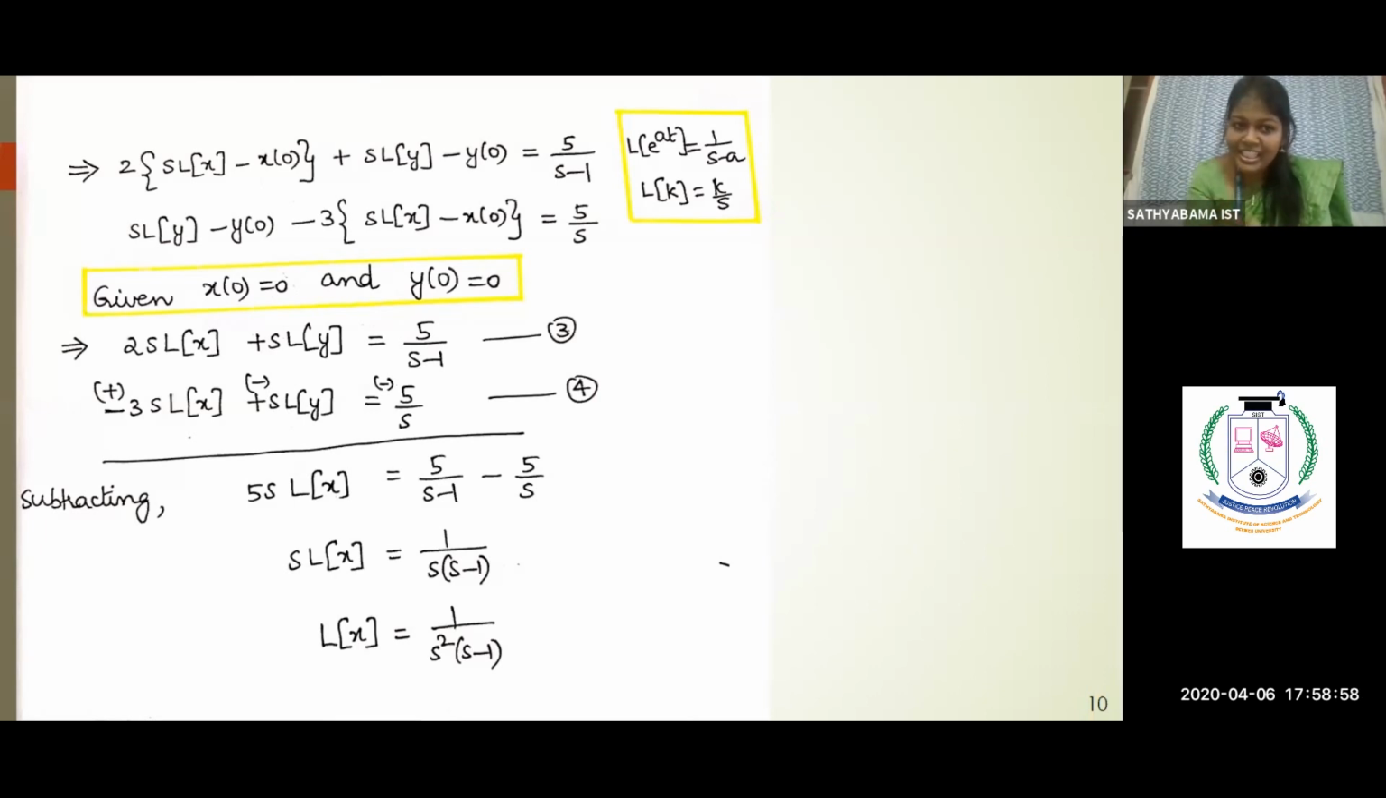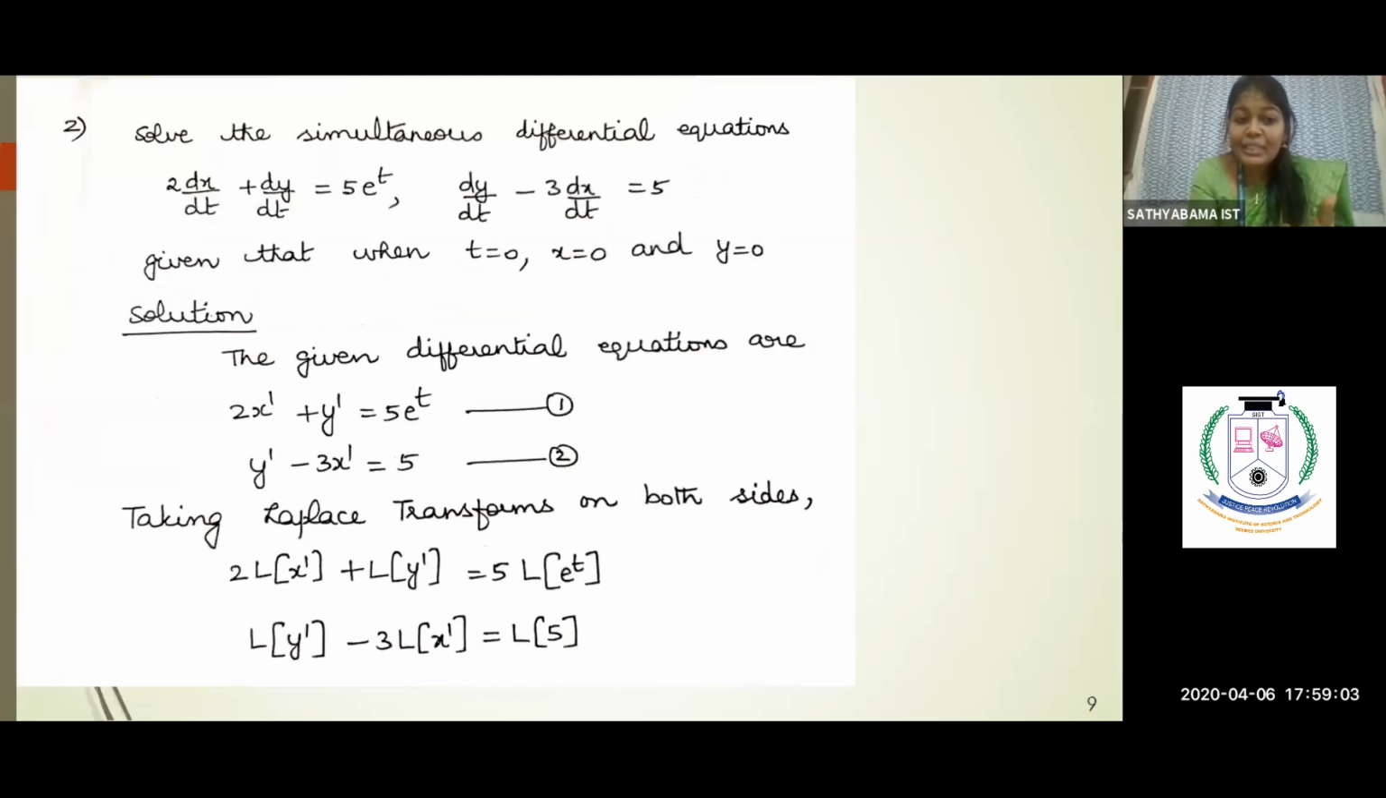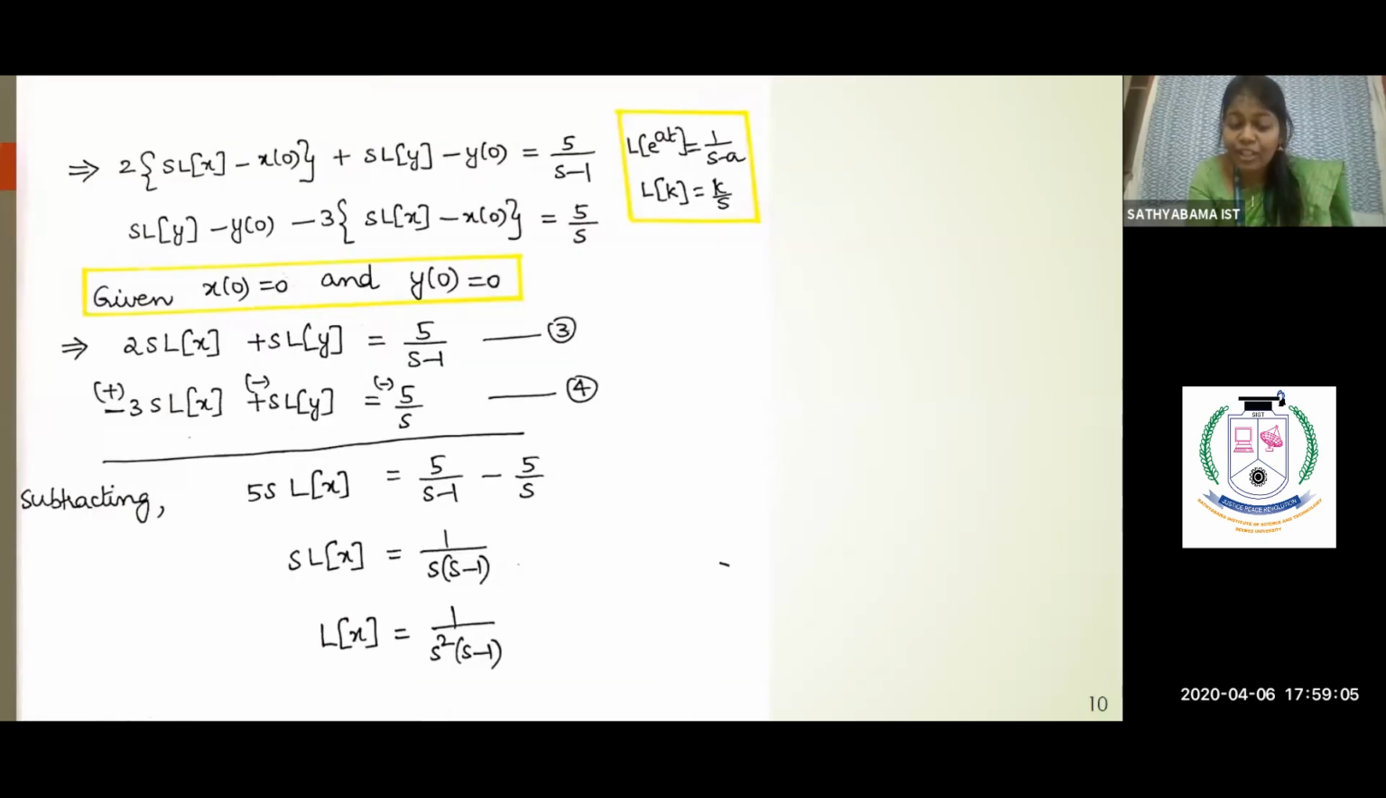I have to use initial conditions now. Okay, so let's use the initial conditions. What was given in the question? Given that x of 0 is 0 and y of 0 is 0. I've highlighted it in yellow. I hope you can see that. So let's use the initial conditions here. So what happens to the given equations? It becomes 2s L of x plus s L of y. Take all the other terms to the other side. Now anyway, for us this is really easy because x of 0 is 0, y of 0 is also 0. So they just vanish. Okay, so this is equal to 5 by s minus 1.